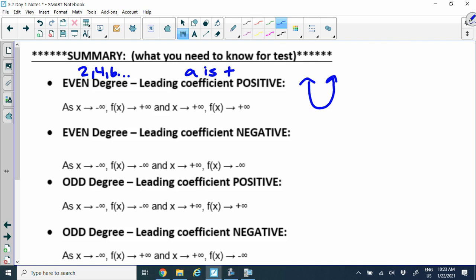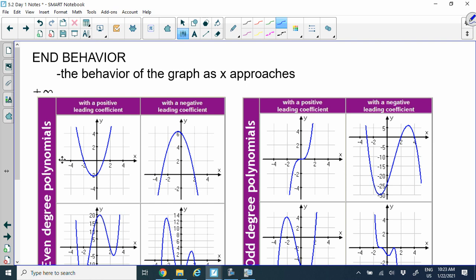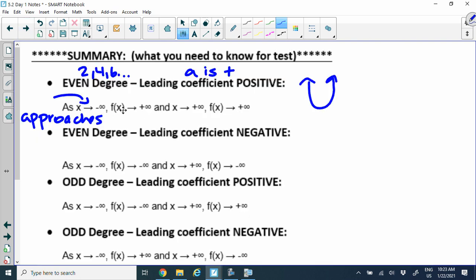So what's happening with our arrows? Well, as x, so you'll read this as x, and then you see this arrow. This means approaches, okay? So as x approaches negative infinity, what does that mean? That means the x values are getting smaller. So as x approaches negative infinity, what's happening to our y values? Well, the y values are increasing, or another way of saying it, f of x, which also means y, is approaching positive infinity. Okay, so that means that's an up arrow.